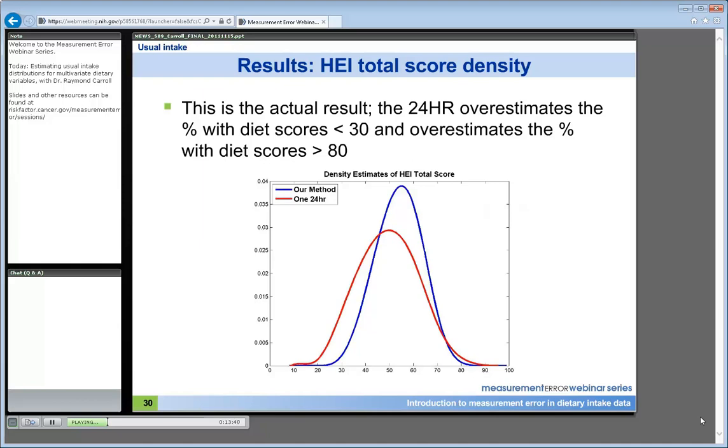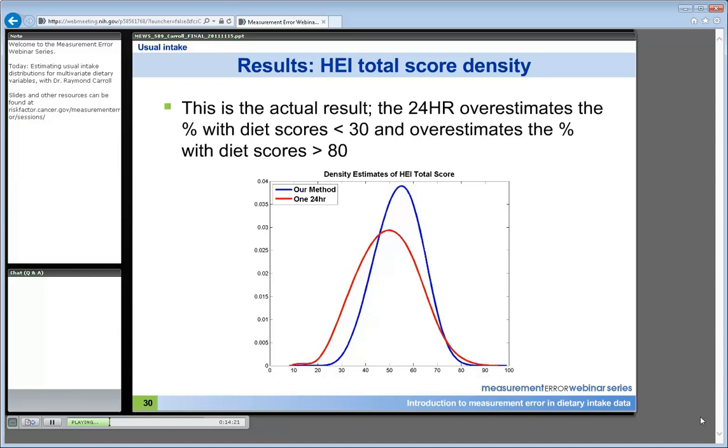Here are some results from that HEI total score. I thought instead of introducing the methods first and then the results, I'd give the results first and then the methods. This is the actual result in children aged 2 to 8 in the United States for the total score. This is a histogram, a smooth histogram, of the distribution of the total score. The red is that of the single 24-hour recall, and the blue is our method, which adjusts for the day-to-day variability in 24-hour recalls.